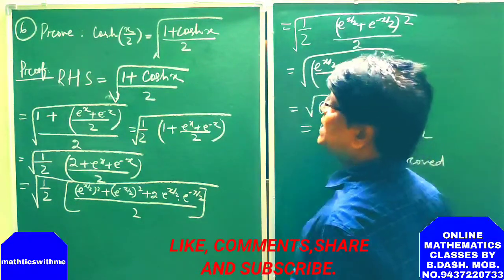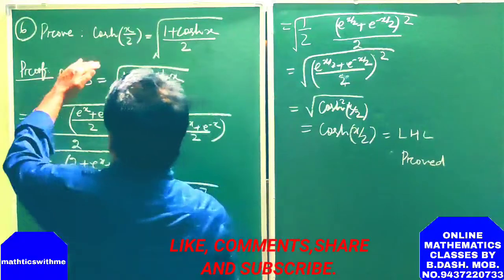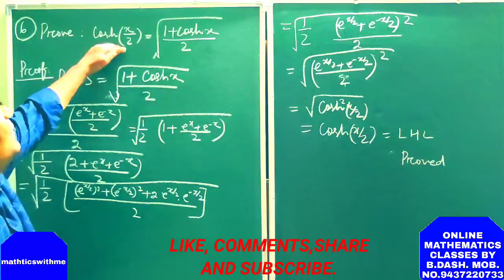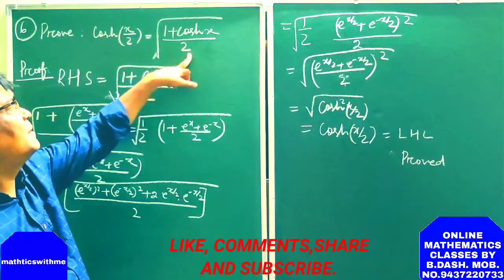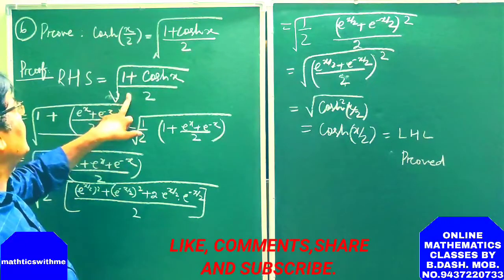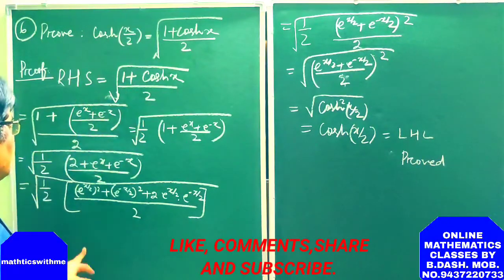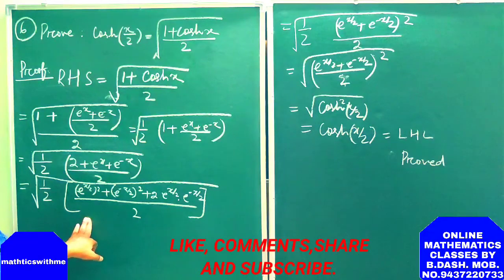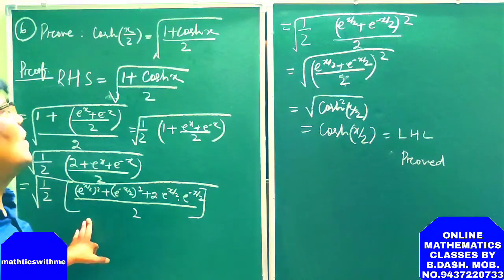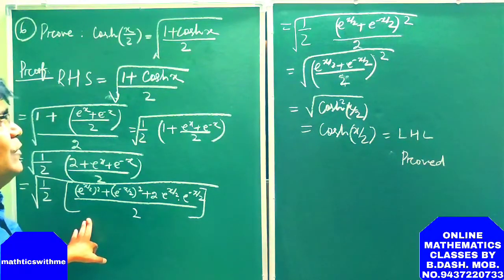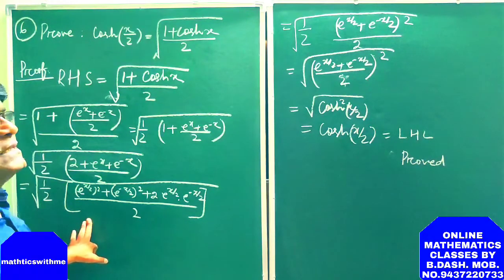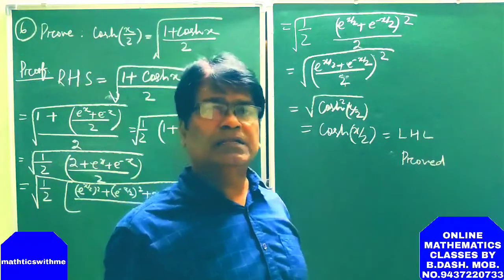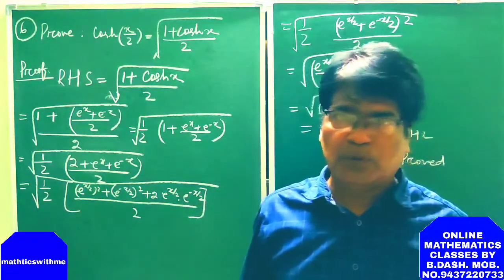So the question is, we have to establish cosh(x/2) is equal to the square root of (1 + cosh x) divided by 2. We have started with the right hand side, and after simplification we get it is equal to cosh x/2, which is the left hand side. So number 6 is now solved. Let us proceed to solve the next problem.